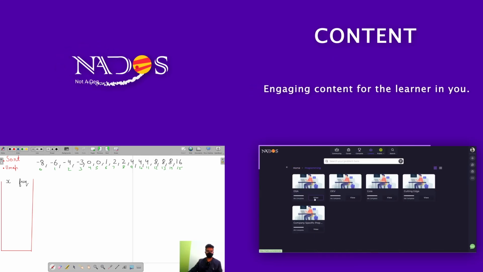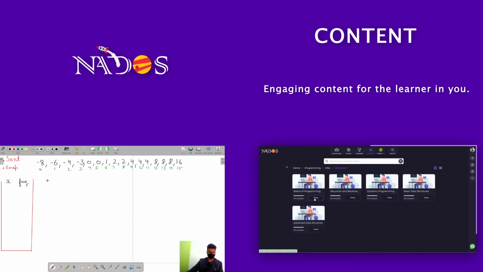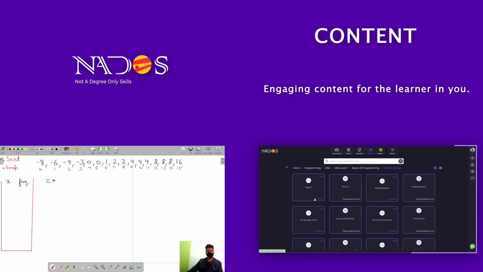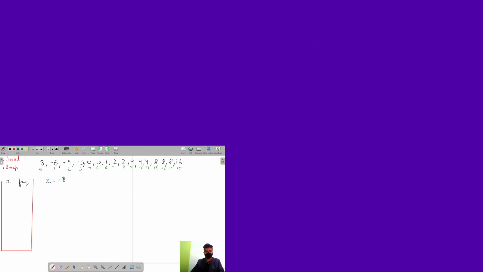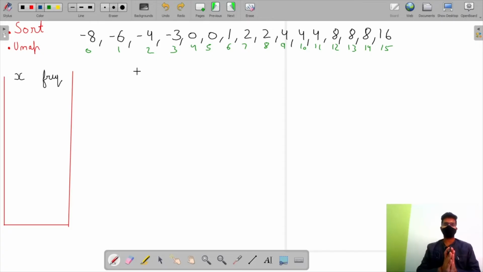Okay, now what are we going to do? First, I'm going to extract my element. Let's say x is my element, that is -8. And first, let's talk about the first step. I will traverse the whole array and fill my map with the element and its frequency. So let's do the same.